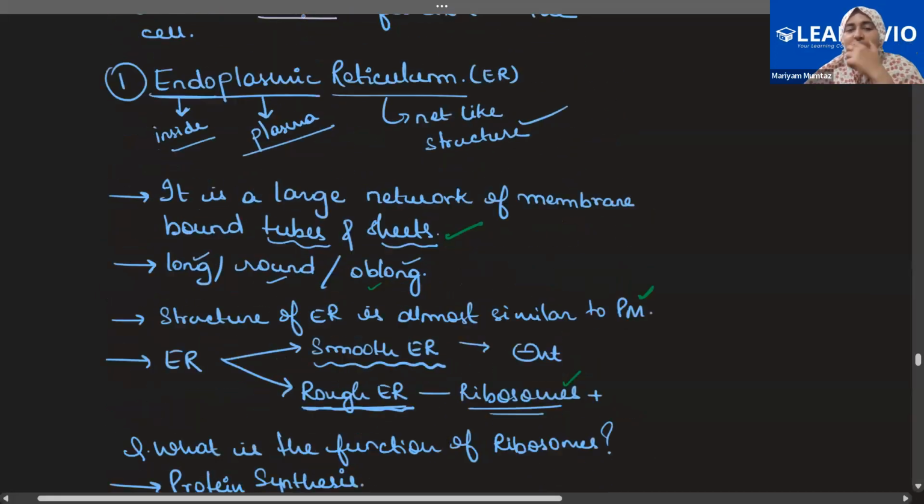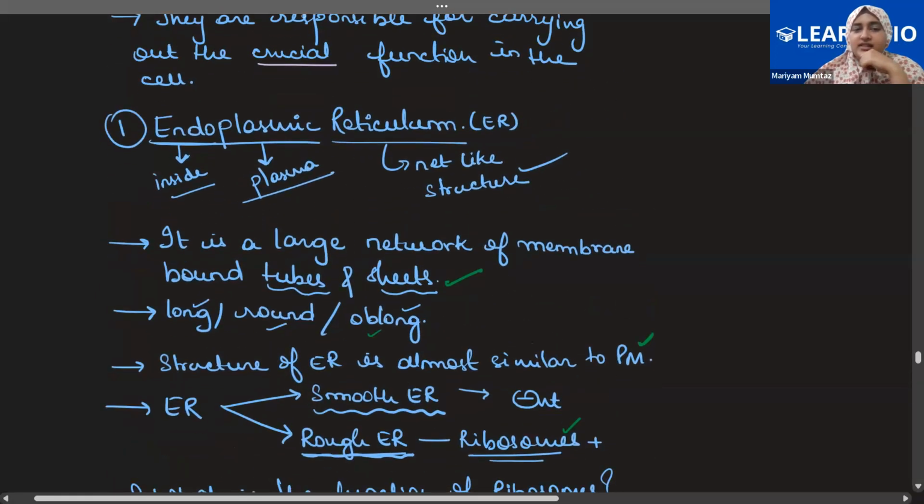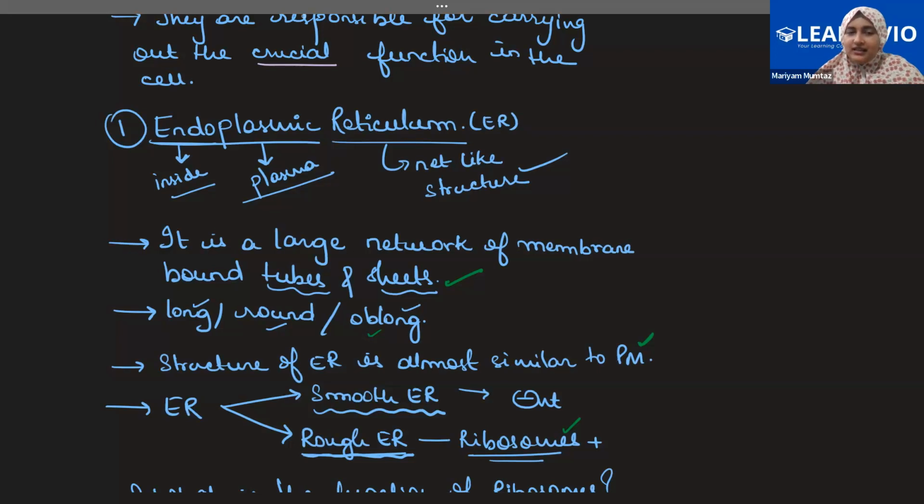Now, the first cell organelle that we are going to talk about is the endoplasmic reticulum, that is the ER. Endo means inside, plasmic refers to the plasma, and reticulum means a net-like structure. So, a net-like structure is present in the plasma and we call it the endoplasmic reticulum. It is a large network of membrane-bound tubes and sheets. Now, this is also membrane-bound.